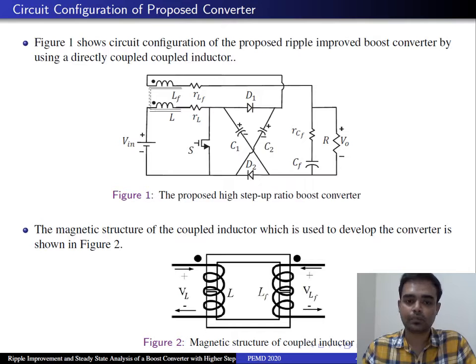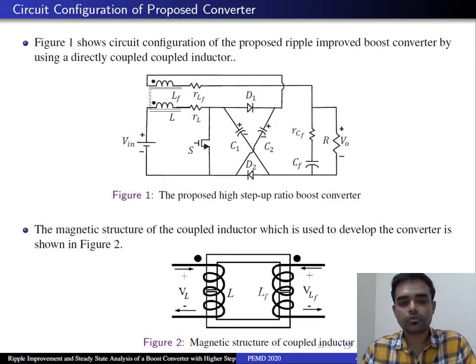So figure 1 shows the circuit configuration of the proposed ripple improved boost converter by using a directly coupled inductor. First you can see the input voltage is followed by an inductor winding L and then the switch S. So this portion is completely similar to the conventional boost converter. But in the next part, there come two identical capacitors C1 and C2, which are placed in a cross-connected fashion, and D1 and D2, these are the two diodes which are placed in parallel. And you can see here that we have used an extra inductor in the output side.